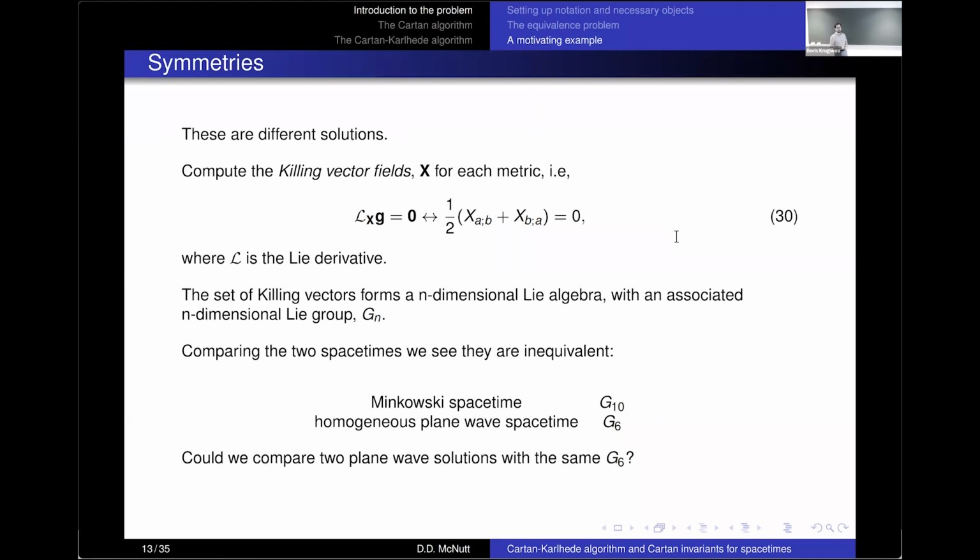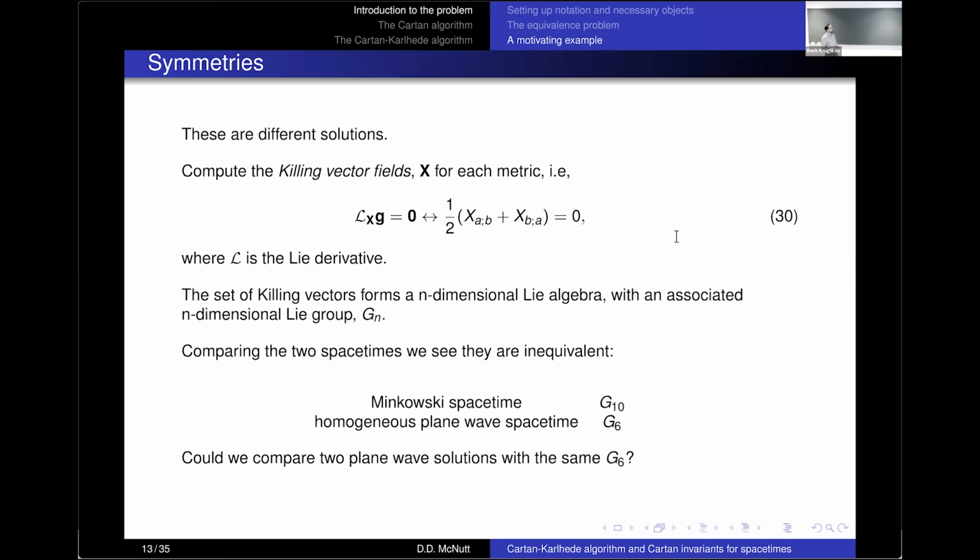And that is equivalent to the symmetrization of the Killing 1-form's covariant derivative vanishing. So the symmetrization of the indices. Now, this is an invariant object, and the set of Killing vectors forms an n-dimensional Lie algebra. And this is associated with an n-dimensional Lie group, G subscript n. And we can just compute this. So for Minkowski space, if we do this, it's not terrible. We have 10 Killing vectors with a certain Lie algebra, which I will ignore. For the homogeneous plane wave solution, we have a G6. So immediately we can say these are different.